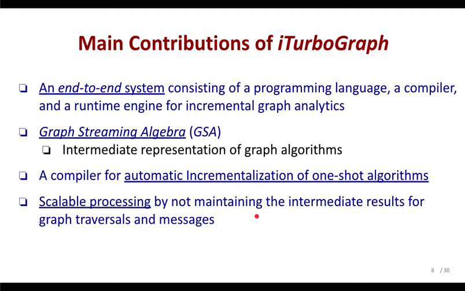Now I explain our contributions. We present a system called iTurboGraph, which is an end-to-end system consisting of its programming language, compiler, and runtime engine for incremental graph analytics. And we formalize graph streaming algebra as the intermediate representation of graph algorithms. Our compiler supports the automatic incrementalization of one-shot graph algorithms. It enables scalable processing by not maintaining the intermediate results for graph traversals and messages.